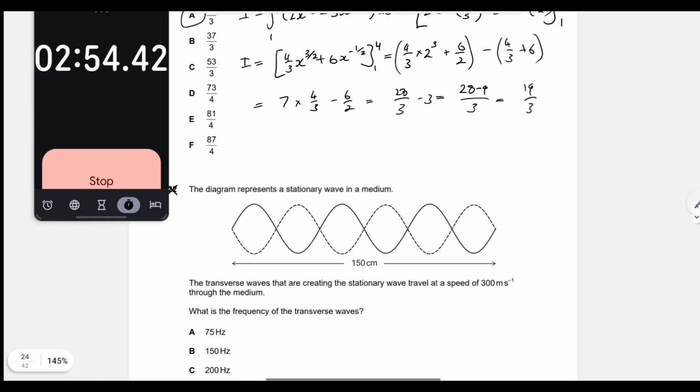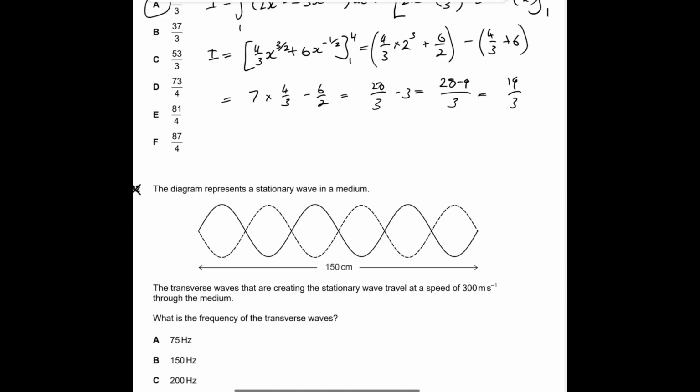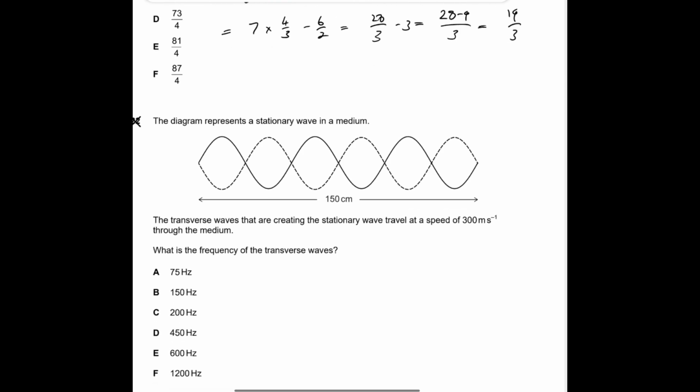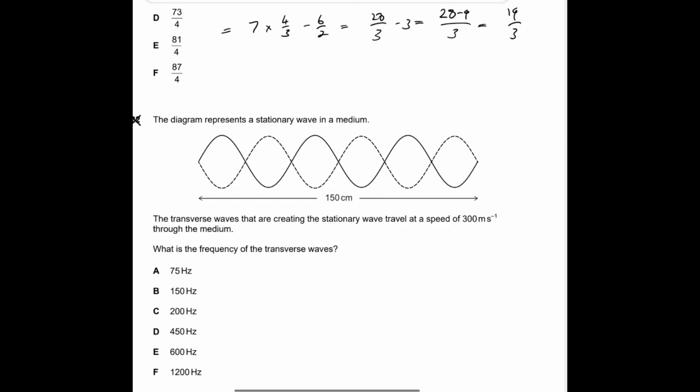Okay. A stationary wave in a medium. Transverse waves at right angles to the stationary wave travel at a speed of 300 meters per second. What's the frequency of the transverse waves? Alright, well we know the wavelength of the stationary wave is the same as the wavelength of the transverse waves. So what's that going to be? That's one wavelength, that's two wavelengths, that's three wavelengths. So 3 lambda equals 150 centimeters. So lambda equals 50 centimeters.